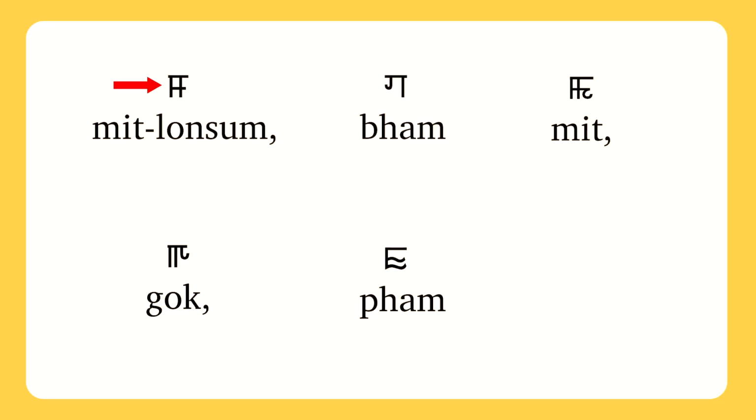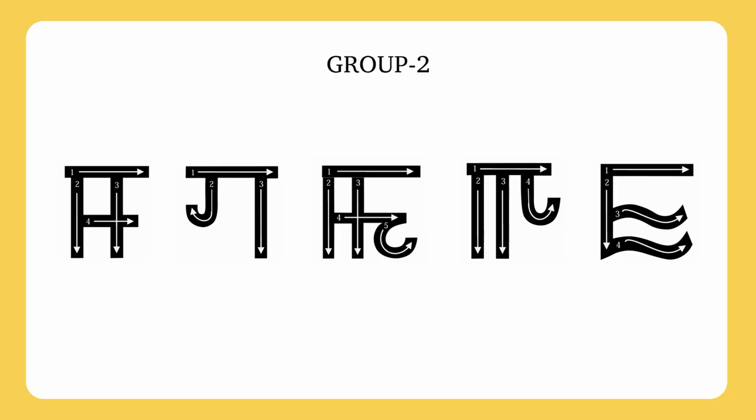Let us come back to group 2 and learn how each of them will be written with proper stroke order. Group 2 consists of mit lonsum, EPEX bham, EPEX mit, EPEX gok, and EPEX pham. To reiterate, group 2 consists of mit lonsum, EPEX bham, EPEX mit, EPEX gok, and EPEX pham.